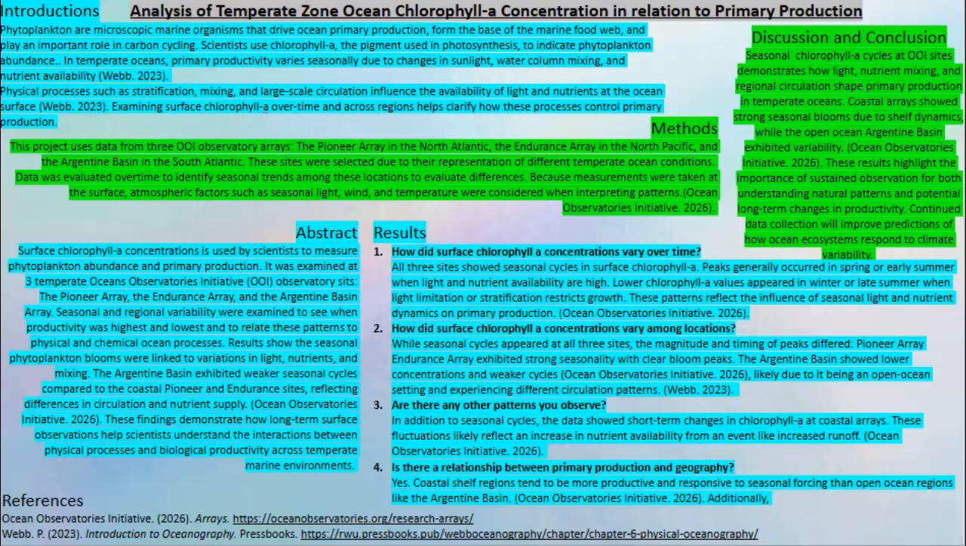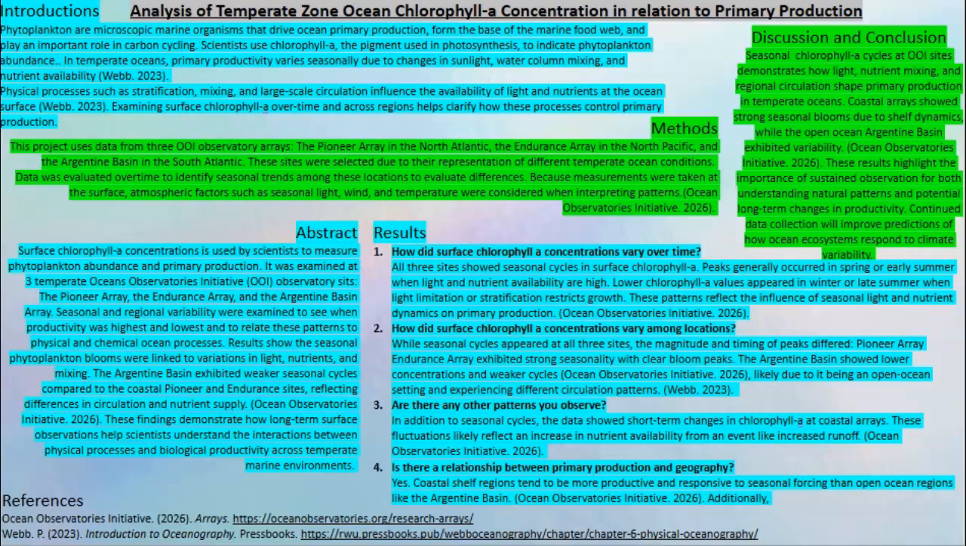When considering all results together, several key conclusions emerge. First, proximity to shore strongly influences chlorophyll A patterns. Coastal sites showed higher concentrations and greater variability than the open ocean Argentine basin. One reason is increased nutrient input near shore. In heavily populated coastal areas, runoff and wastewater discharge can introduce nutrients such as nitrogen and phosphorus, enhancing phytoplankton growth and strengthening seasonal blooms.